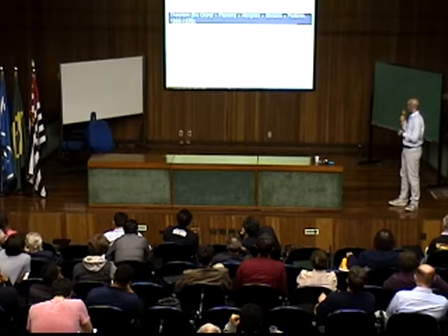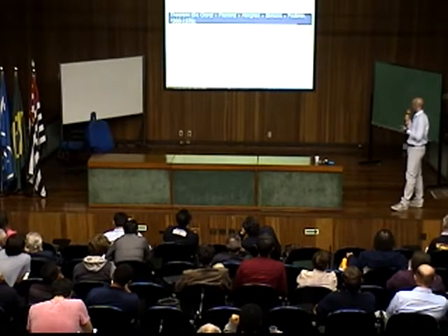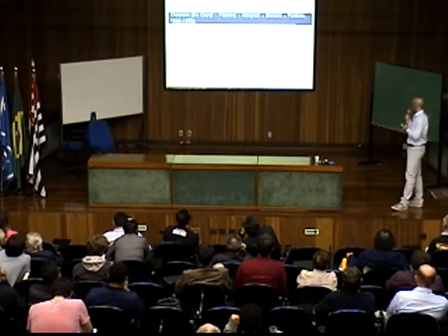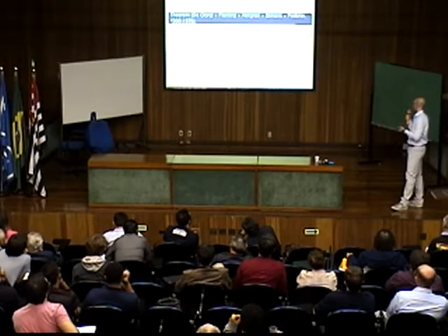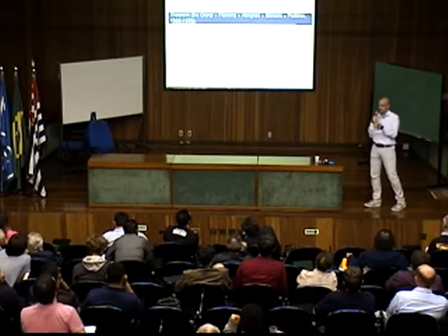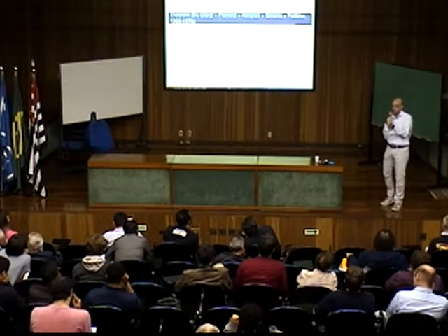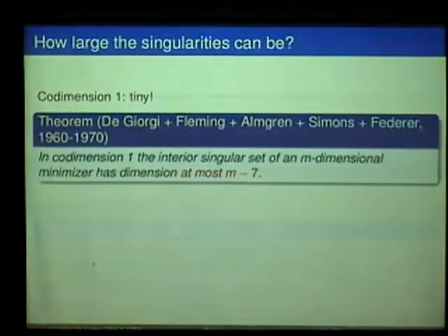If you are in codimension 1, so if you're looking at area minimizing oriented hypersurfaces, the singular set of an m-dimensional minimizer has dimension at most m-7. The point singularity in the Simon's cone, which is a 0-dimensional singularity in a 7-dimensional surface, provides an example that this result is sharp. And this is actually the combined effort of several outstanding mathematicians in the 60s and 70s.